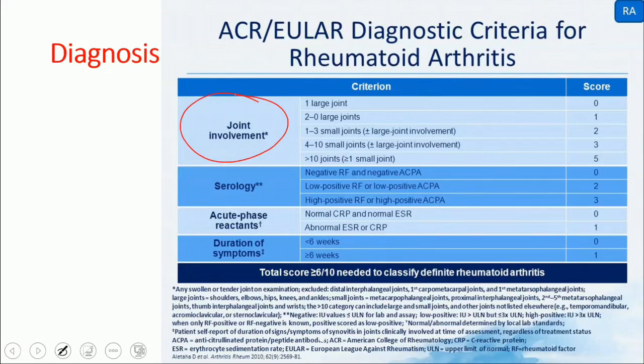Joint involvement, where more marks are given for small joint involvement, right? Demonstration of serological positivity. And here you look at rheumatoid factor and anti-CCP. And then you have to demonstrate that there is elevation of acute phase reactants like ESR, CRP. And in order to make a diagnosis of rheumatoid arthritis, the symptom duration should be at least 6 weeks, right? So we use these points to diagnose rheumatoid arthritis.